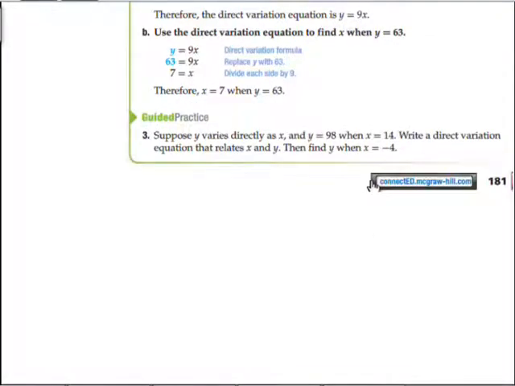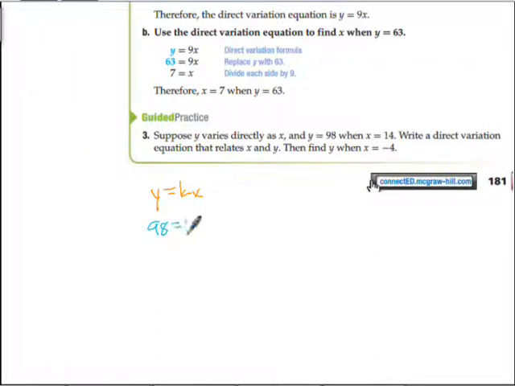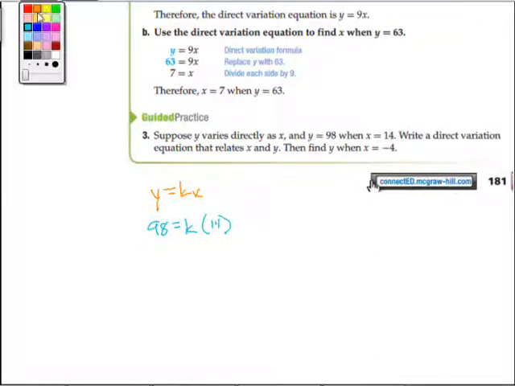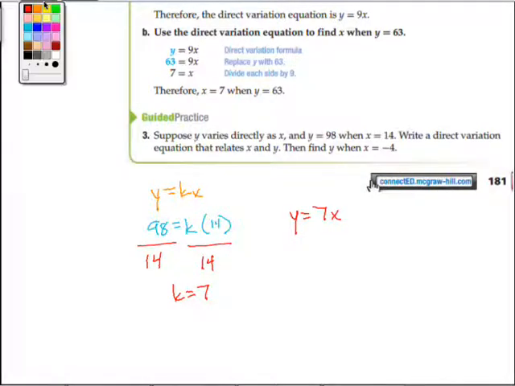So it says suppose that y varies directly as x, and y is 98 when x is 14. So this is the equation. They're telling us that y is 98. We don't know k. x is 14. If we divide both sides by 14, we get k equals 7. So then our direct variation equation is y equals 7x. So that's part 1.